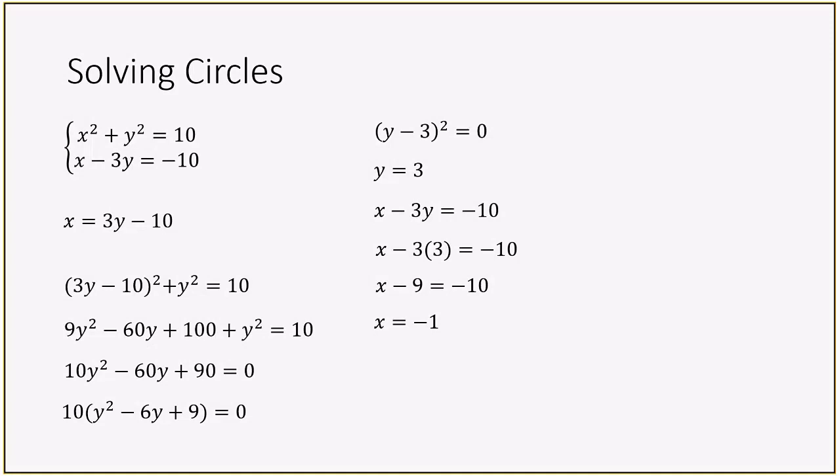negative 1 comma 3. Now you might be thinking, wait a second, you said that we would have two solutions, and the last example had two solutions. Well, again, there are possibilities. You could have 0 solutions, or I could have gotten 2 solutions. In this case, it is possible to draw a line through a circle that only intersects at one point. So even though I have one answer, the point negative 1, 3, that's perfectly fine. I did my process correctly.